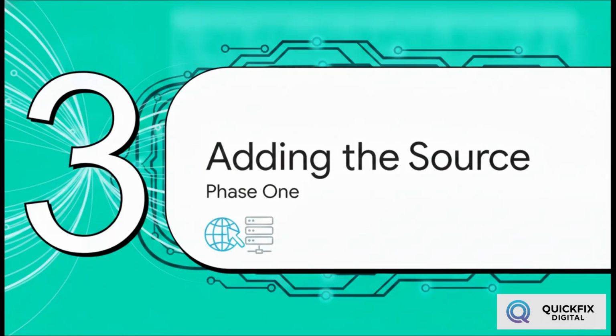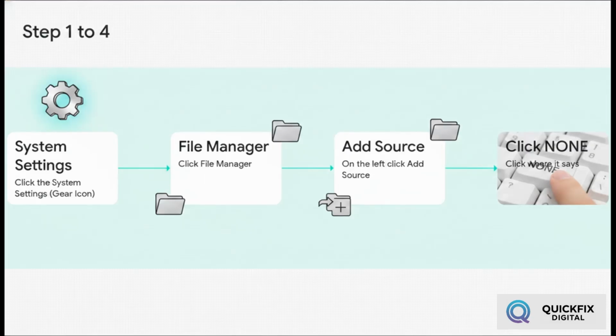Okay, let's get into the fun stuff. Part 3, Phase 1, adding the source. This is where we actually get our hands dirty and point your Kodi system to the exact internet address it needs to fetch our files. Starting right from the Kodi home screen.